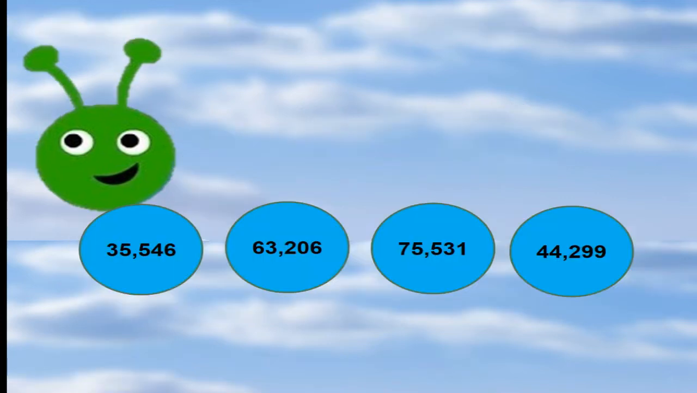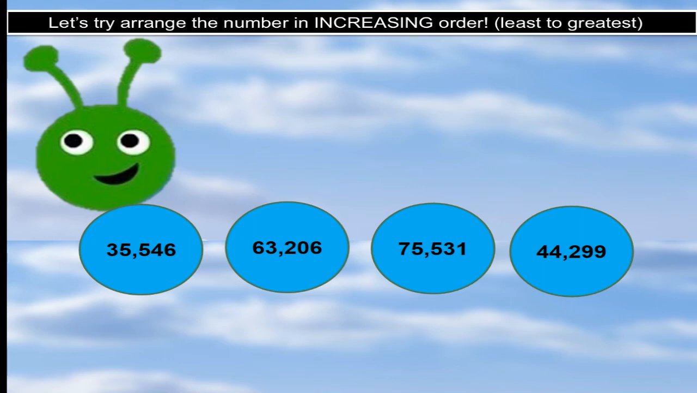Let's have another example. Let's try to arrange these numbers in increasing order, or from least to greatest. Now, we will be dealing with 5-digit numbers. We have 35,546, 63,206, 75,531, and 44,299.